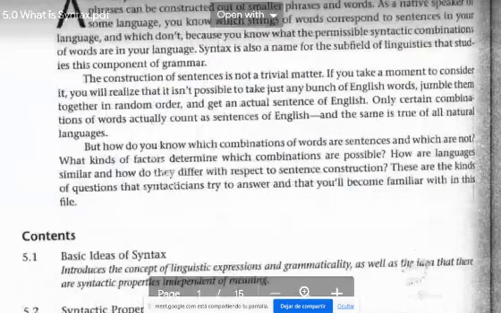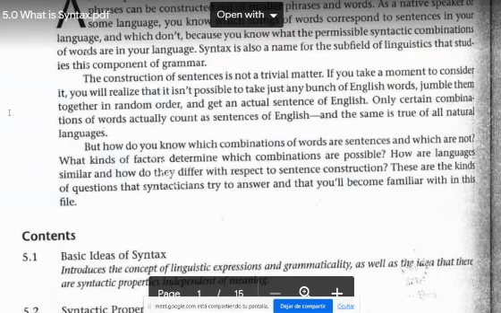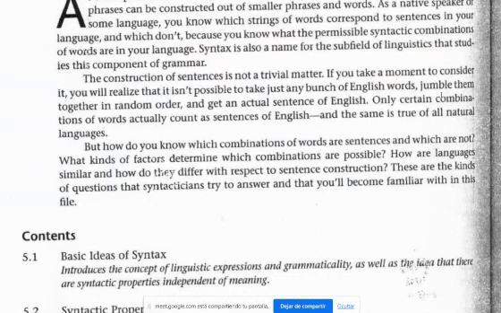The construction of sentences is not a trivial matter. If you take a moment to consider it, you will realize that it is impossible to take just any bunch of English words, jumble them together in random order, and get an actual sentence in English. No.